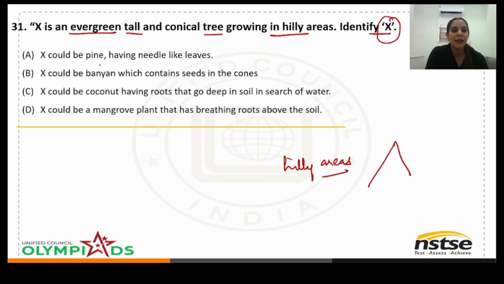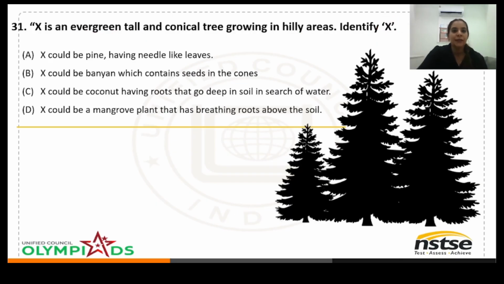So X could be pine having needle-like leaves. X could be banyan which contains seeds in the cones. X could be coconut having roots that go deep in soil in search of water. X could be mangrove plant that has breathing roots above the soil. Now let me tell you that in this case we are talking about this tree, and this tree is a pine tree having needle-like leaves.